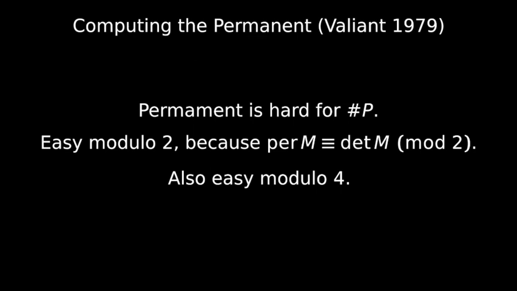Valiant also established that this easiness is inherited to some degree to larger powers of 2. For instance, the permanent modulo 4 can be computed in polynomial time as well.